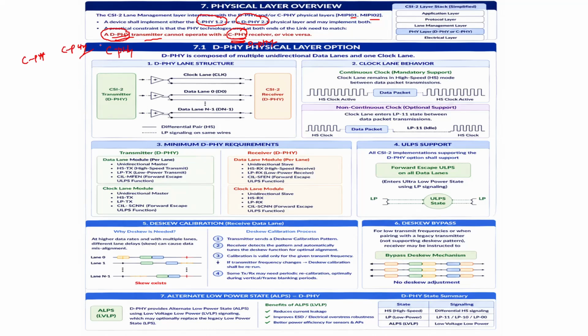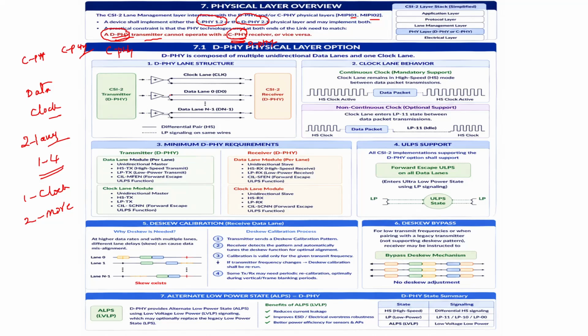Okay, so the D-PHY physical layer option, how is the data transmitting? See, we are using the D-PHY layer, data and clock are separate, right? So data is sent separately and clock is sent separately. In this D-PHY layer it will support 1 to 4 lanes maximum. One clock lane and one or more data lanes, okay.